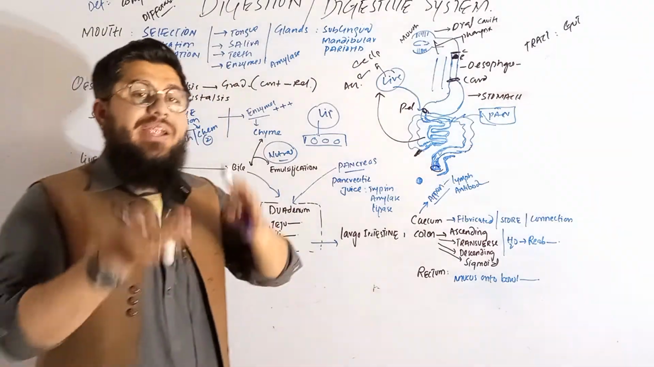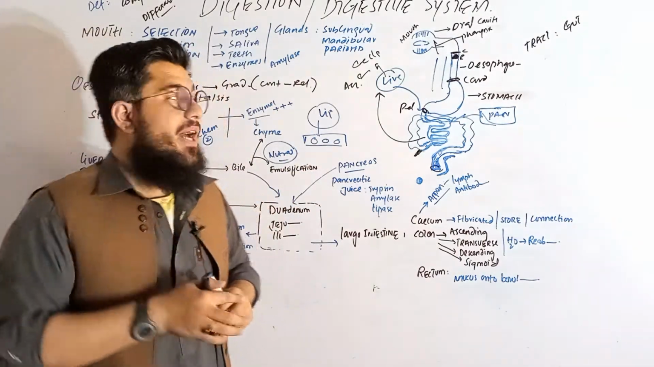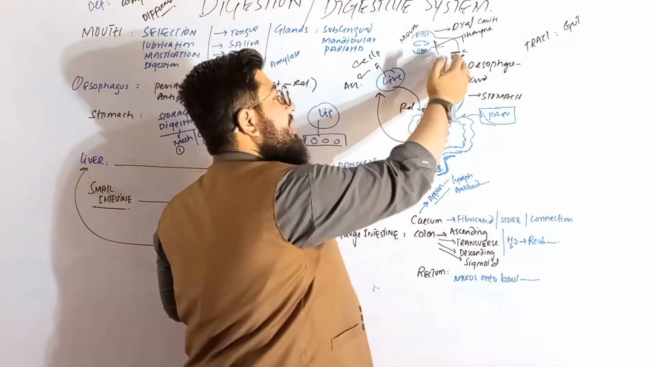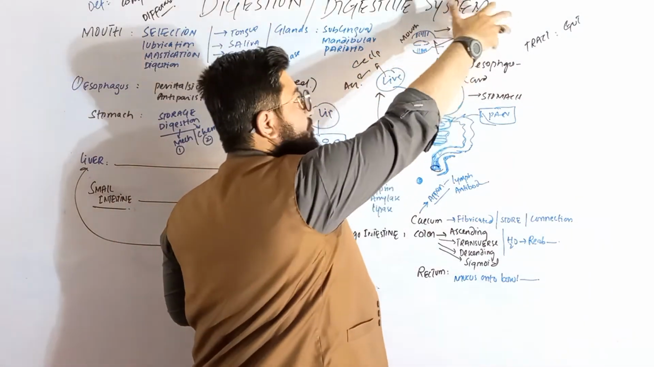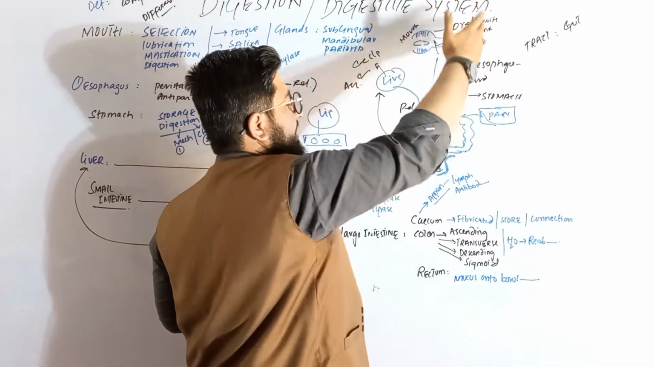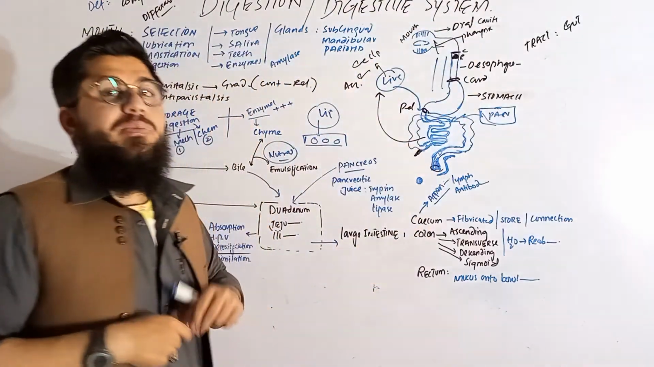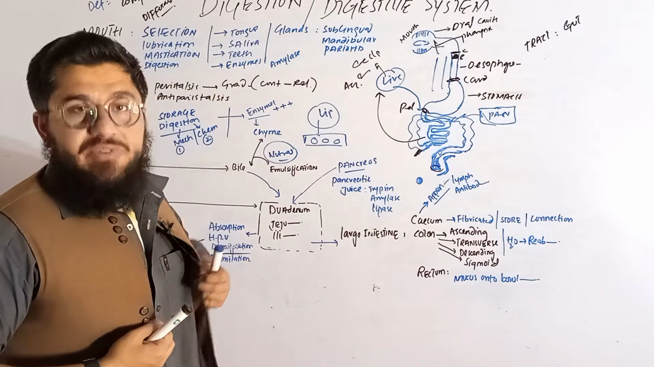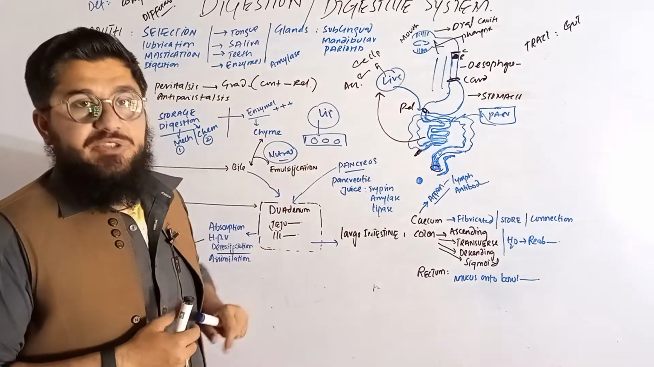Now a question is, why is it named the cardiac sphincter? The reason is that this sphincter is in the upper portion, and in the upper portion we have the heart. So a sphincter near the heart is called the cardiac sphincter. That's why it is given this name, to help us understand this particular sphincter. So the name is given according to its position.